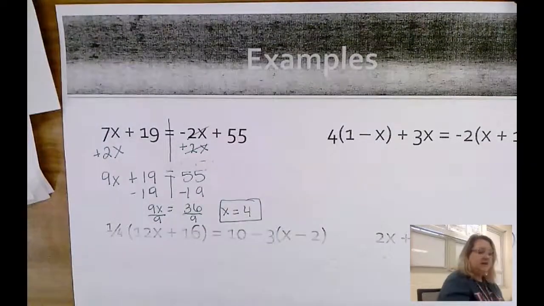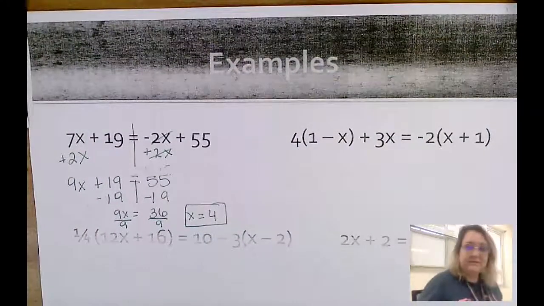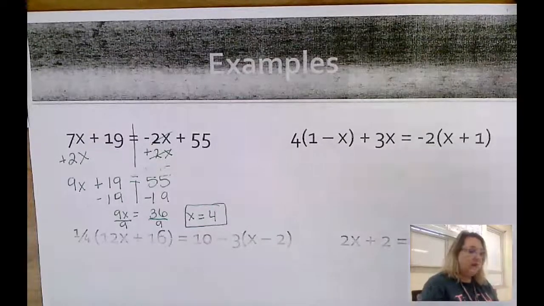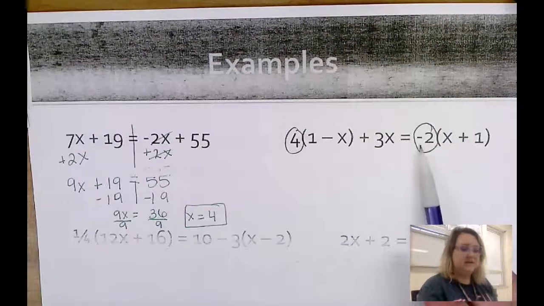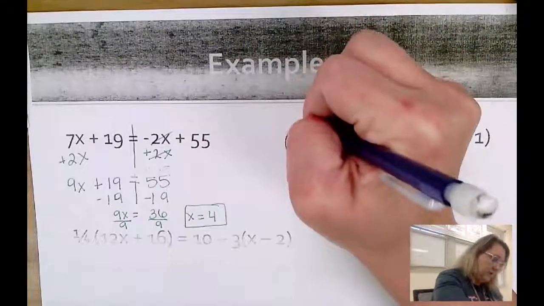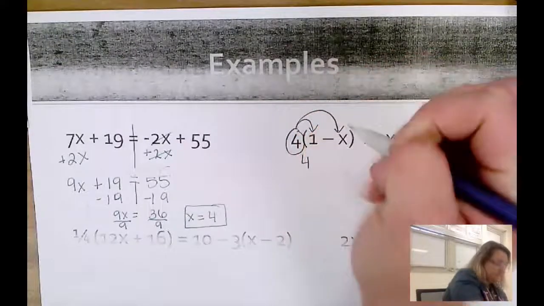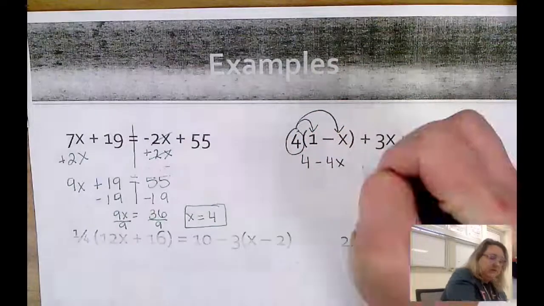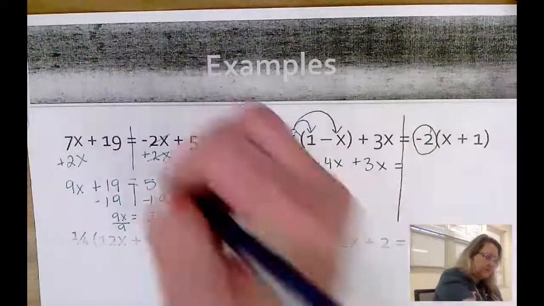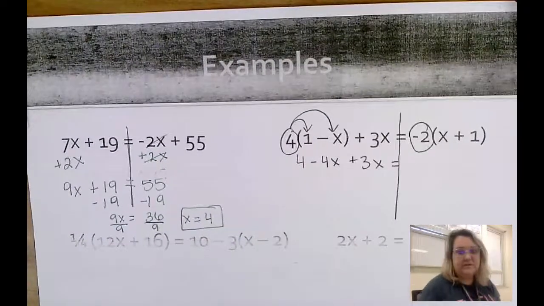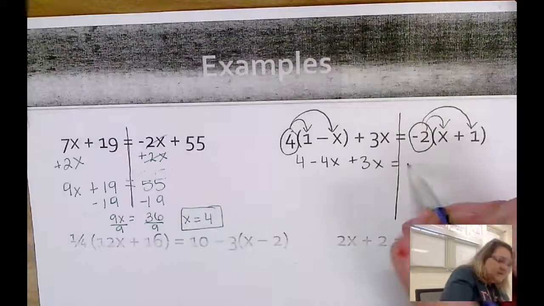So what is my first step? My first step is to distribute. So I'm going to be distributing my 4 and my negative 2. Remember to circle the sign so that we do not lose track of that sign. 4 times 1 is 4. 4 times negative x is negative 4x plus 3x equals, okay, drawing our line for our equal sign. Everything we do on one side we have to do to the other. All right, let's distribute the negative 2. Negative 2 times x is negative 2x. Negative 2 times 1 is negative 2.